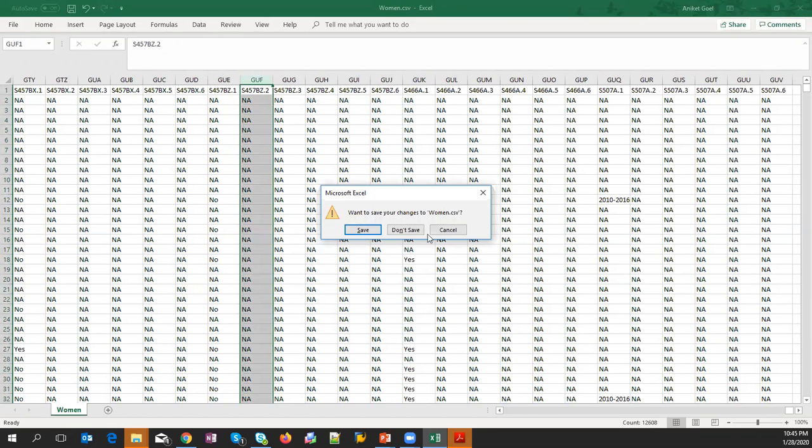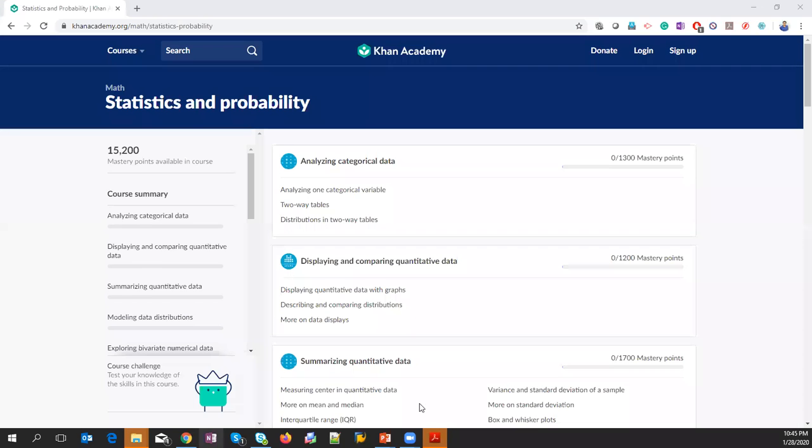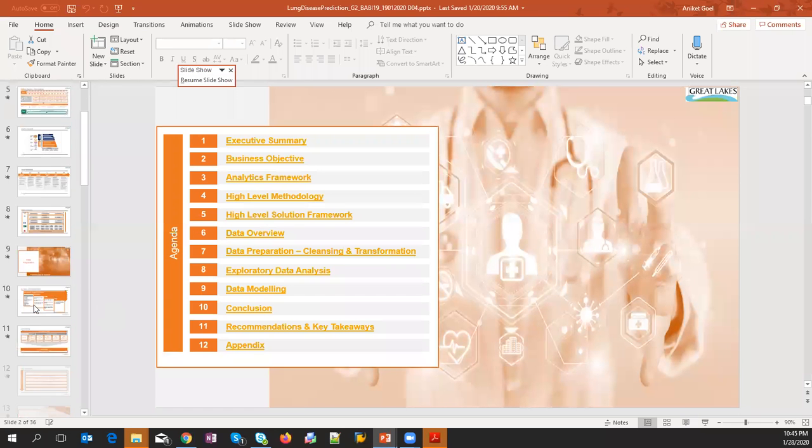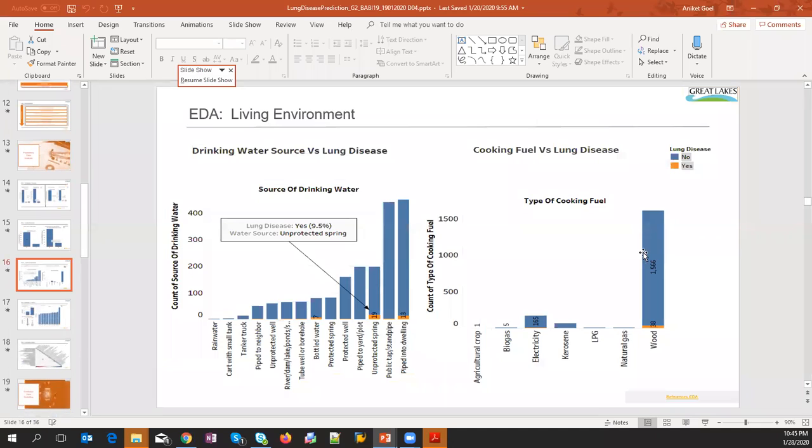Yes, Aniket. And about the plots which we have produced, if I go on this one, this is about the living environment. These are the important columns in the living environment basket. The column which came up very significant, which was of some use in the model, would be the drinking source versus the lung disease.